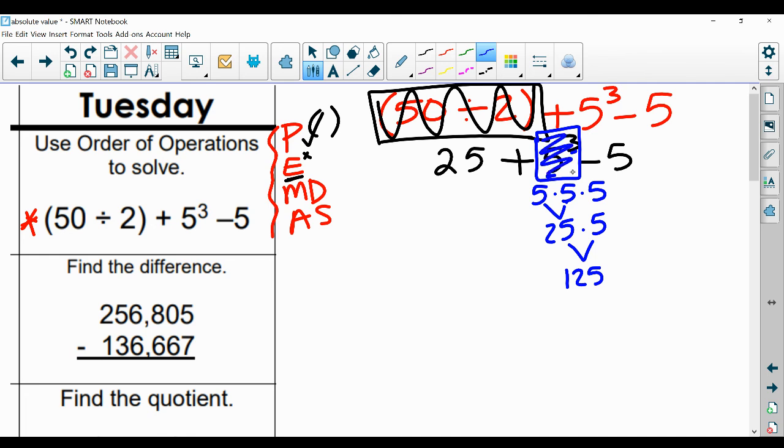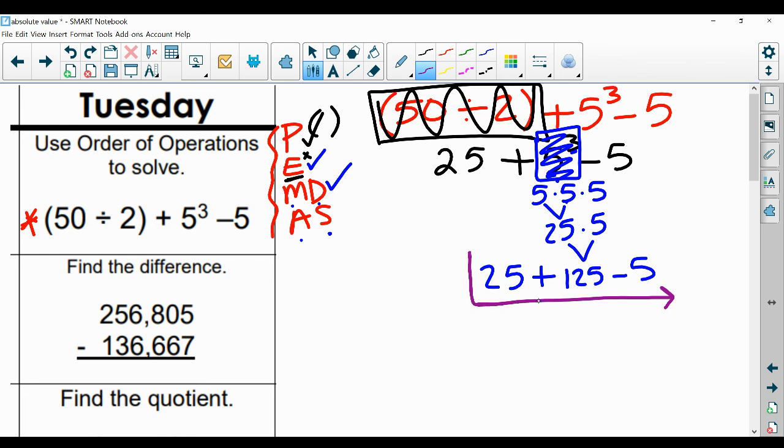And since we're done with this section right here, I need to bring everything else down with it. And so we have 25 plus 125 minus 5. So I'm done with exponents. And so I move to the next part of my list, which is multiplication or division. And when I glance back over at my problem, I notice that I don't have any multiplication or division, so I'm done here. And so now I have addition and subtraction. And it's whichever comes first when I'm reading. So like when you're reading a book, you read from left to right. So you're going to work the problems in that direction as well.